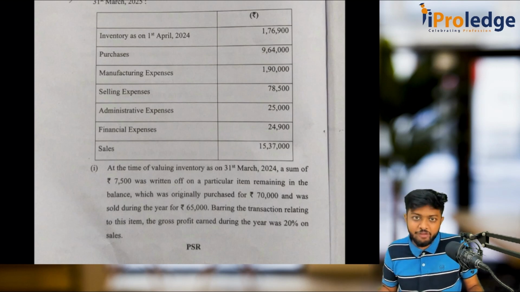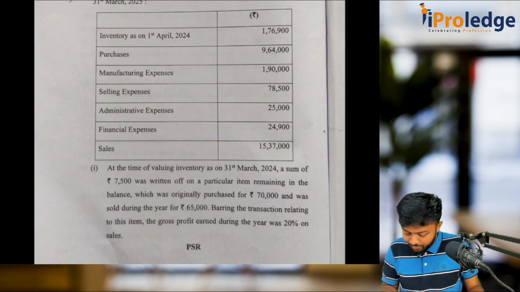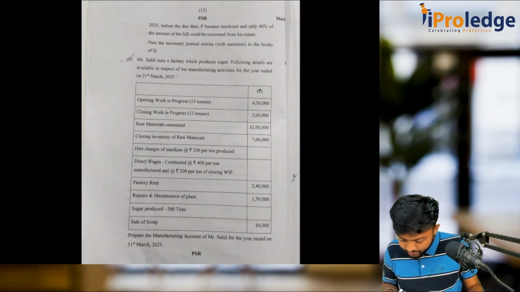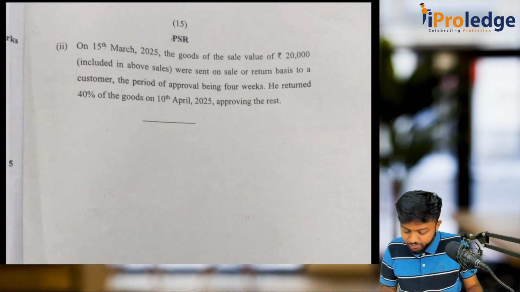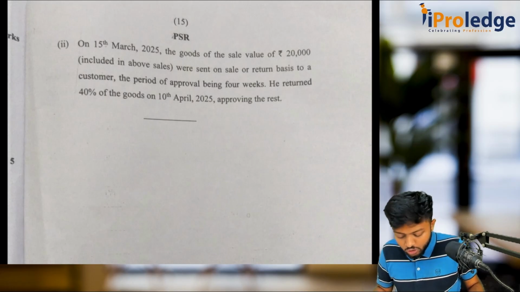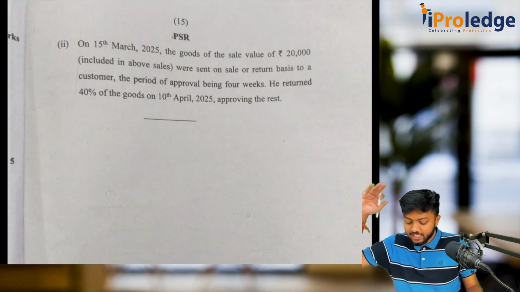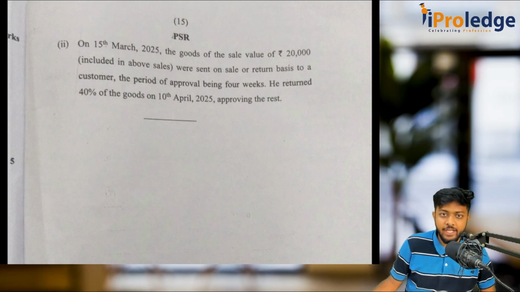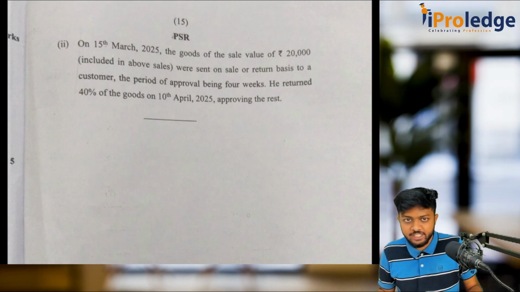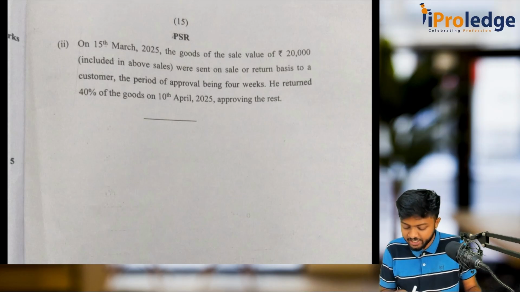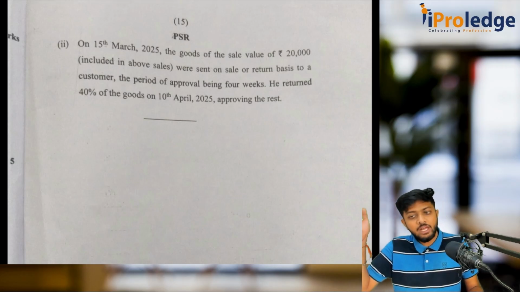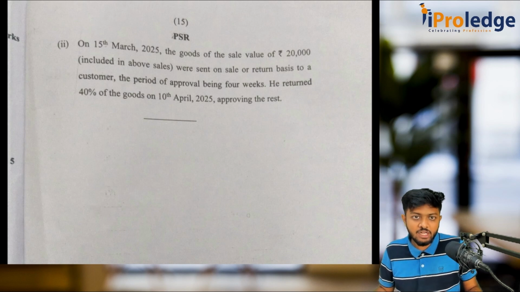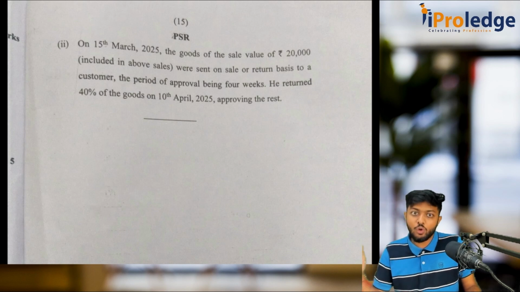And in point 2, they have told it includes goods sent on approval. See what has happened there. That was the same thing we have done. On 15th March we have sent goods on approval, and on 10th April we got the approval. That means as on 31st March 2025 we have not got the approval. That means I should not consider it in sales. It is already included in the above sales. So please remove it from the sales and add it in closing inventory.